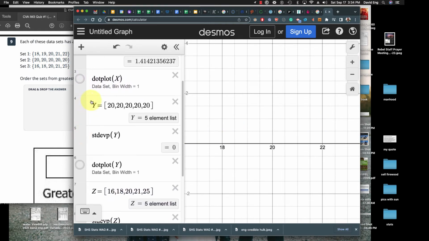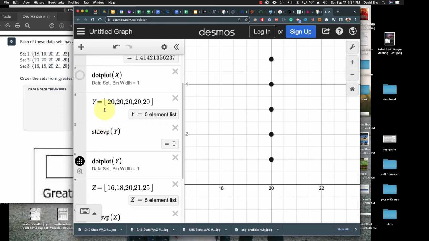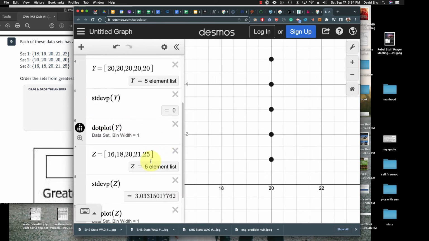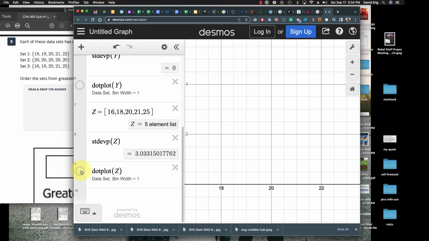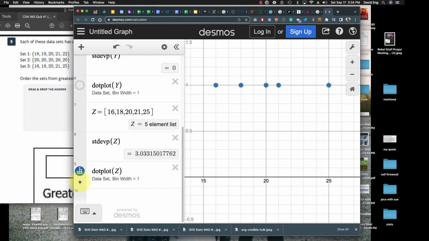Okay, now Y, or set 2, doesn't really have any spread. So if you turn it on, look at, they're all stacked up in the center there, which means there is no spread. That's why the answer for Y, or list 2, is 0. And then if I turn that one off, dot plot 3, click on zoom in, there it is. Okay, so it's really spread out, and that's why I have the greatest standard deviation.